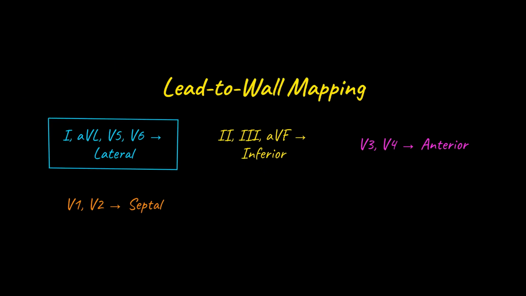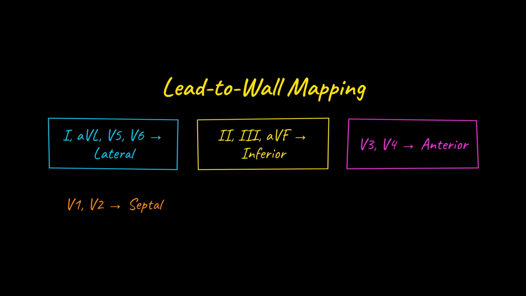The exam tests these groups because each wall has a dedicated lead set. Memorize leads as anatomic groups, not in isolation, and you will correctly localize every regional EKG pattern. The lateral mapping with lead I, AVL, V5, and V6 is one of the most frequently tested pairings on certification exams.